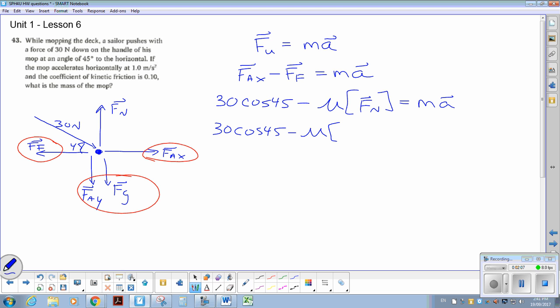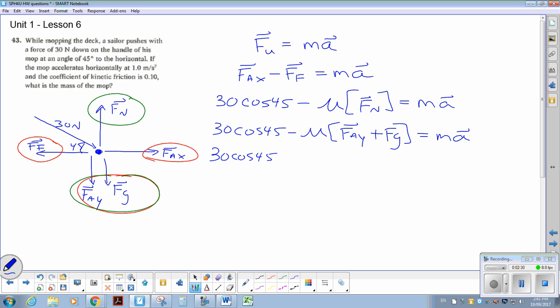Normal force. So if you look at your diagram, your normal force up here has to equal the two forces heading in the other direction. So we're going to add those together because the mop's not accelerating up or down. So we have FAY plus FG. That's equal to MA. All right, so let's see if we can put some more numbers in.